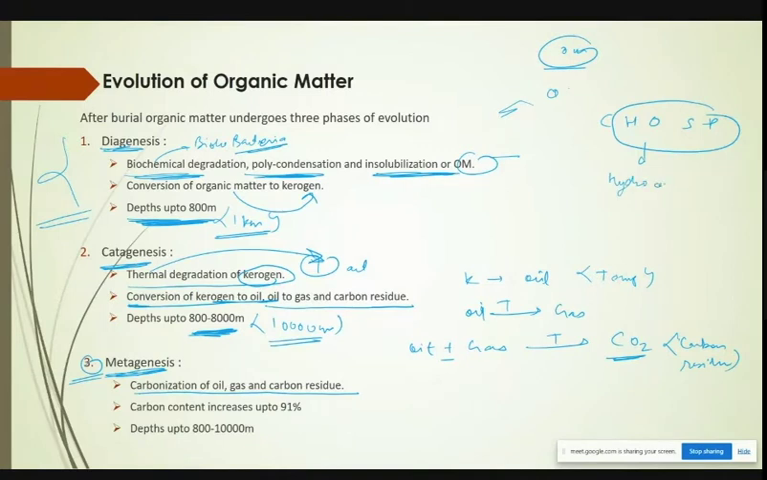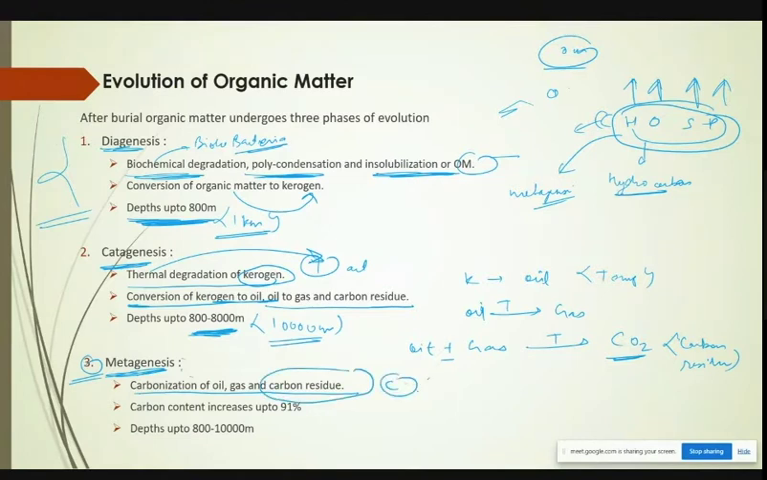Hydrocarbons, we have these elements, but when this hydrocarbon is subjected to metagenesis, all these elements will escape. Hydrogen will escape out, oxygen will escape out, sulfur will escape out, phosphate will escape out, all other elements will escape out except carbon. So during metagenesis we will get only carbon residue. Okay, and the carbon content goes up to 91%. And in metagenesis, we can say coal is formed. Coal contains only carbon. And metagenesis is restricted up to a depth of 10,000 meters.